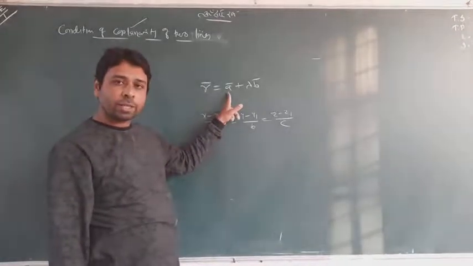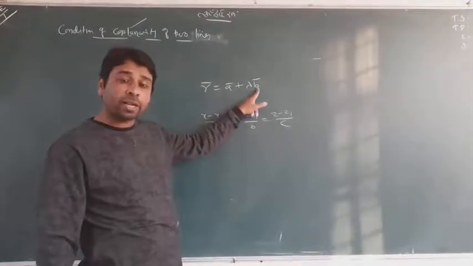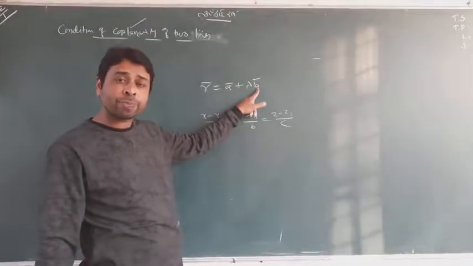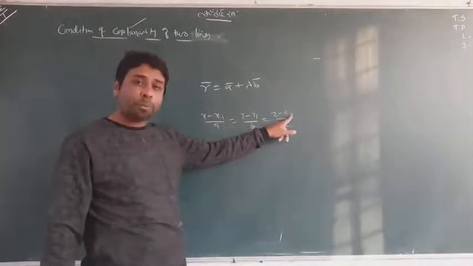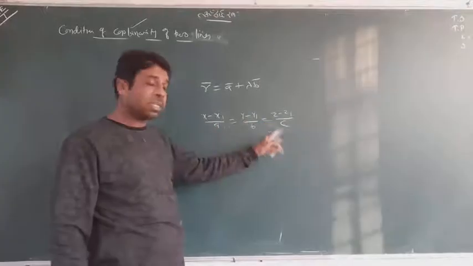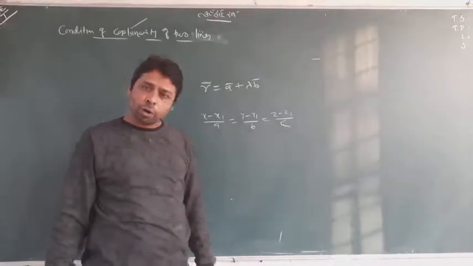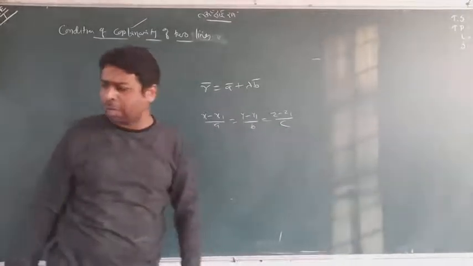What is a? The position vector of the point through which the line passes. b contains the ratios, or we can say it is a vector parallel to the line, where x1, y1, z1 are the coordinates of the point through which the line passes. a, b, c are the ratios of the line, or the ratios of a line parallel to the line. You already have studied lots of things about that.